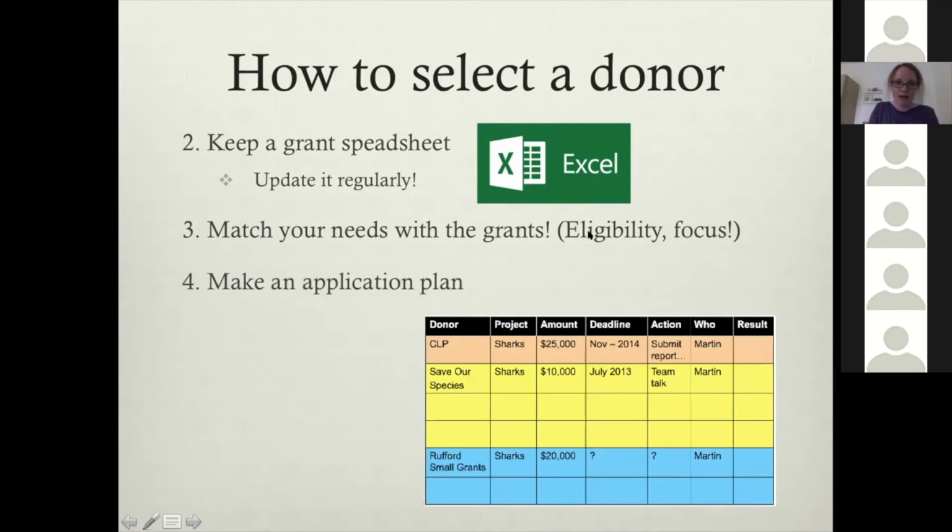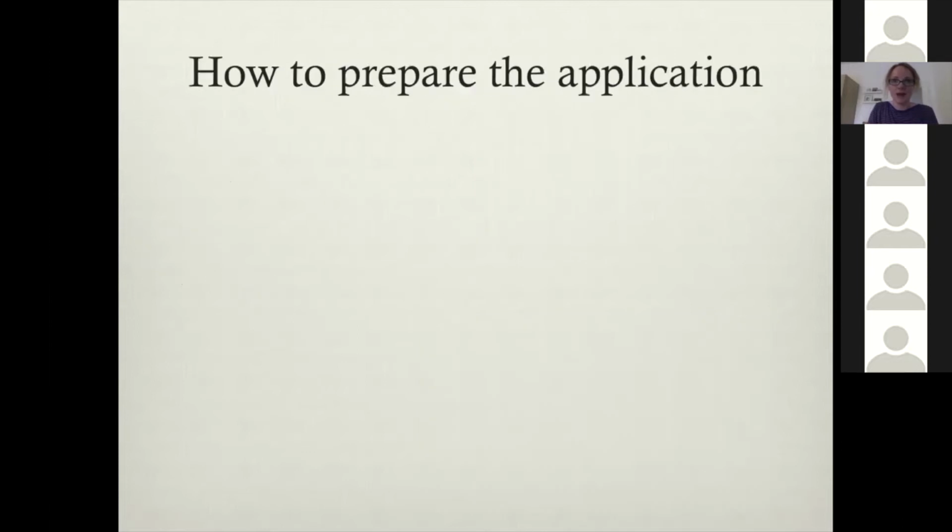What you could do is to make your own application plan. So you look through your Excel sheet and make a list. When should I apply for which donor, so that you can plan ahead a little bit, what and when you do it, who you need for this. Maybe you need somebody who reviews it, references, and so on. So plan ahead. How to prepare the application.